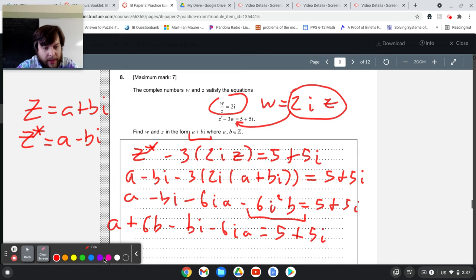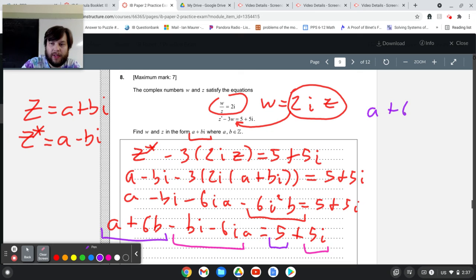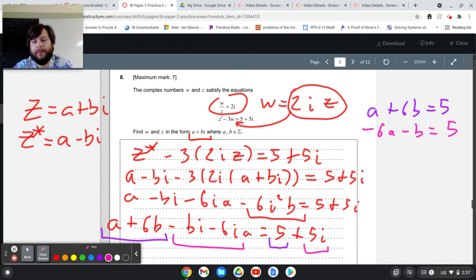The nice thing about complex numbers is they are only equal if their real parts are equal and if their imaginary parts are equal. So we can really split this up into two separate equations. The purple equation becomes a plus 6b equals 5. And the pink equation becomes negative 6a minus b is equal to 5.